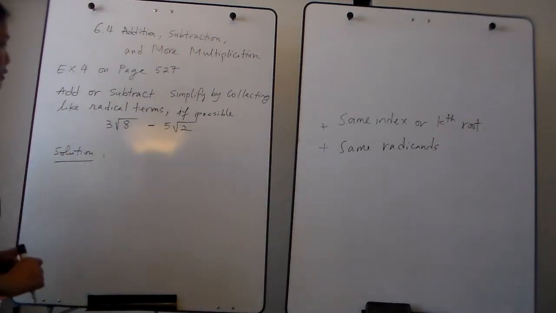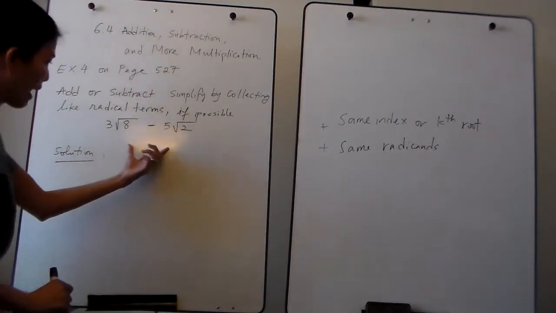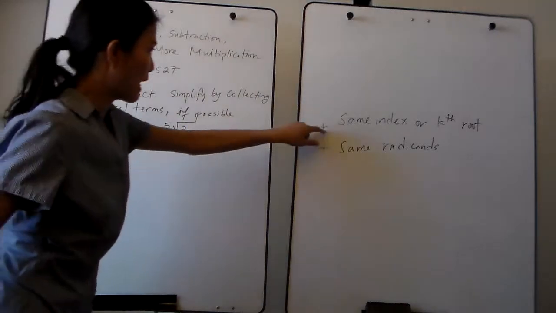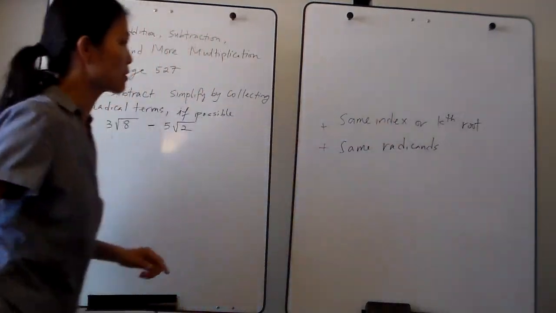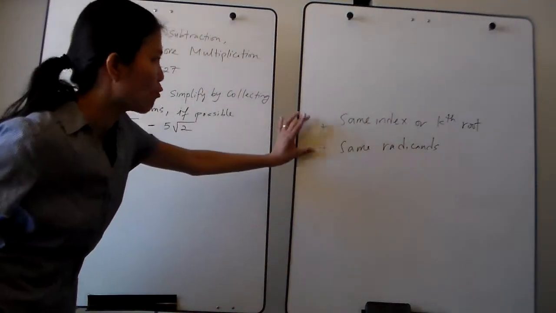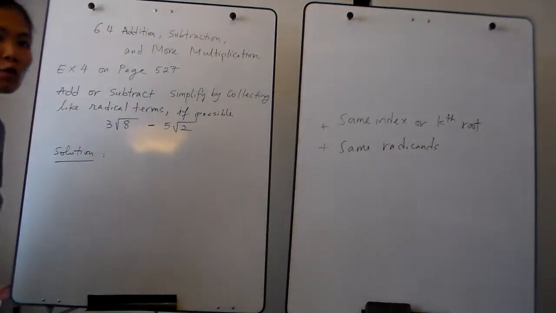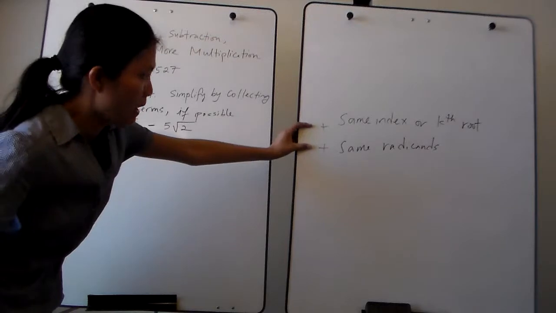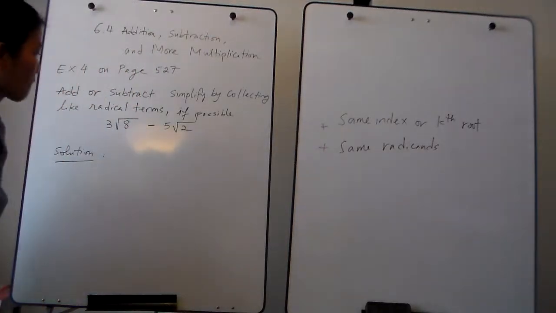Before we combine the two terms with the radicals, we need to check if the radicals have the same index, k root, and the same radicands. So to combine the two radicals, those two radicals must satisfy these two conditions. If not, you cannot simplify it.